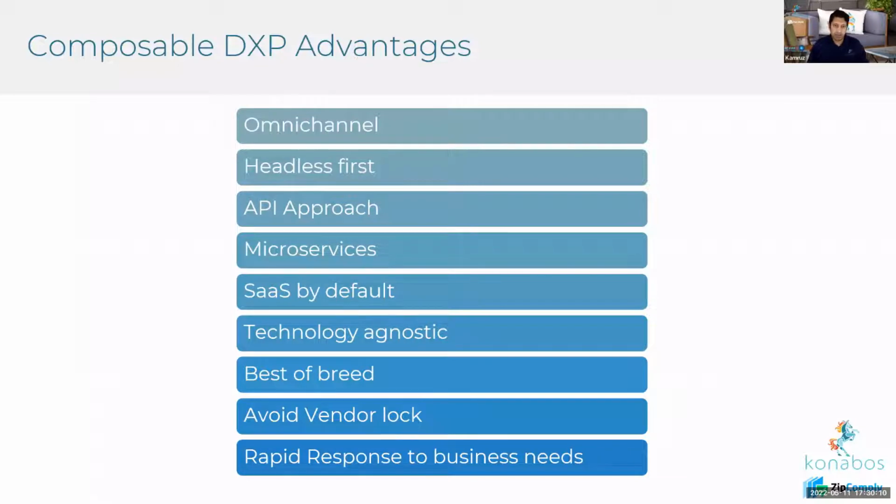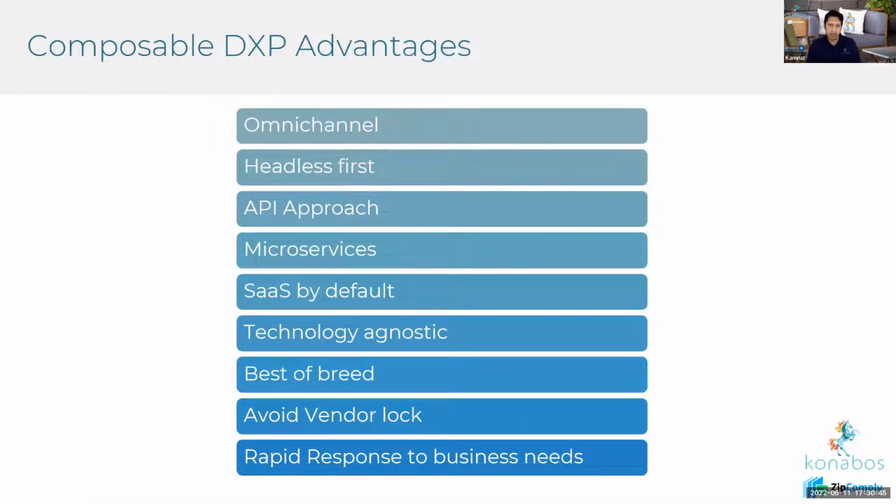You can also, one of the great things about using this composable approach, is you can actually avoid vendor lock-in. You're not reliant on one vendor for all of the pieces of the system. You can pick a vendor for the CMS part, another vendor for the commerce part, another vendor for the analytics part, and another vendor for your email system and email campaigns. Use the vendor that meets that specific need the best.